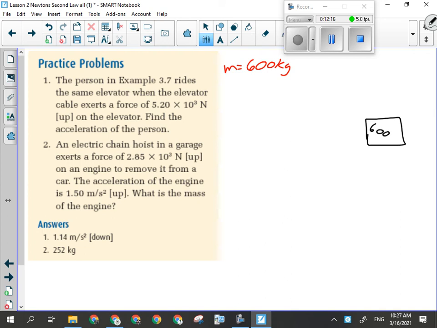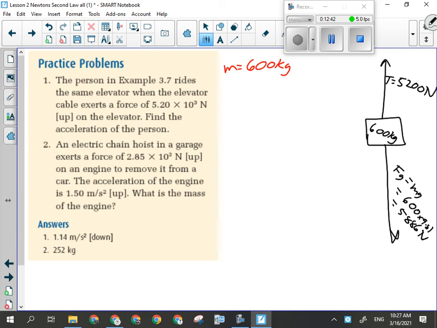So we got our 600 kilogram elevator and occupant. We've got the force upward, which is the tension in the cable, which they're telling us is 5,200 newtons. We have the force downwards, which is the force of gravity, and we calculate force of gravity by going m times g. That's going to be 600 times 9.81, which is 5,886 newtons. So now I know all of the forces.